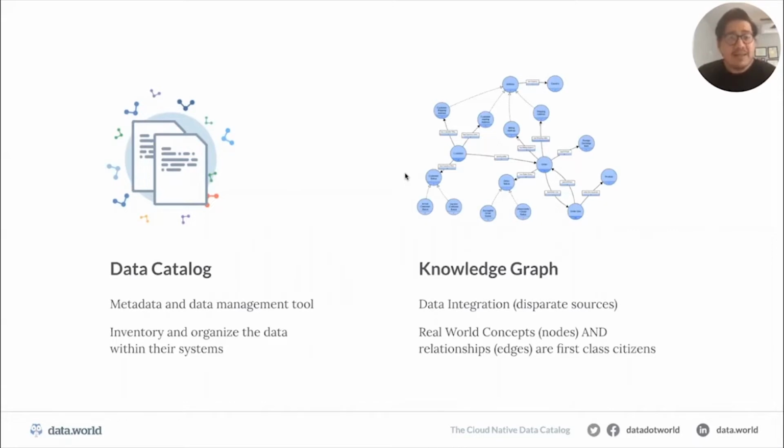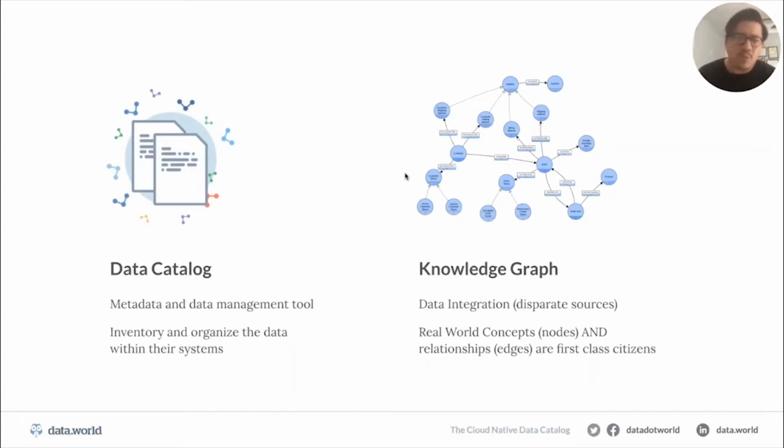A data catalog is a metadata and data management tool that helps your organization to inventory and organize the data that is within all your systems. Now, a knowledge graph is technology that enables us to do data integration and integrate data from disparate sources. But very important is that your real world concepts and your real world relationships are first class citizens within the entire ecosystem. And this knowledge graph is represented as a graph. Therefore, your real world concepts are basically nodes in the graph, and the relationships are edges between those nodes.